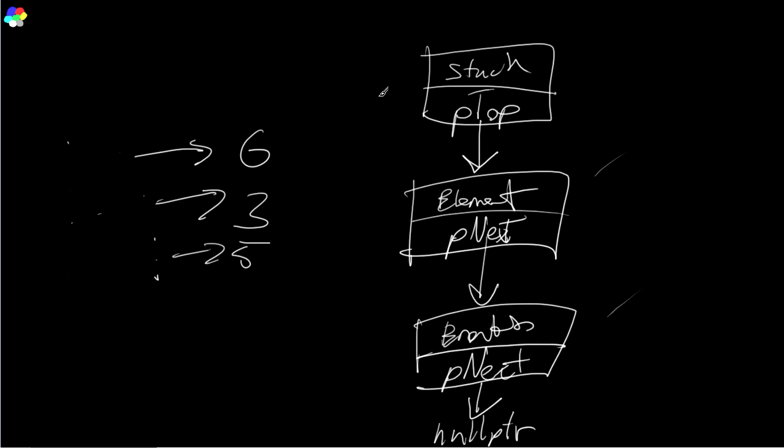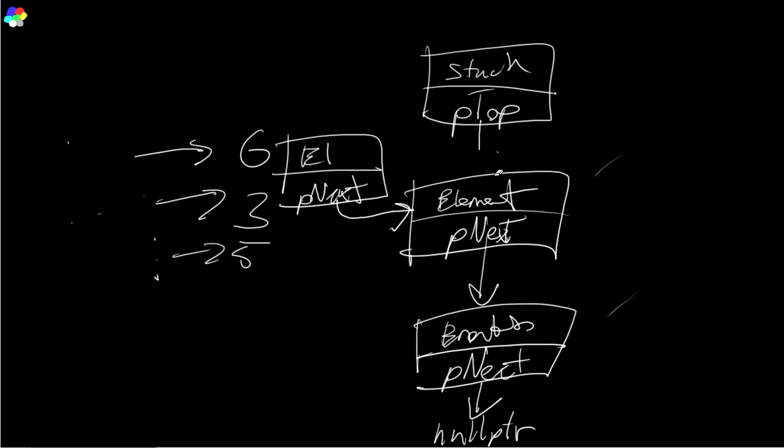Now the operations, how will we implement the stack operations with a linked list? Well, let's look at the push operation. All a push will do is you will create a new element. So we'll just call this one L, and it's got a p next. So you create a new element. You're going to make that element point to the current top of the stack, and then you're going to make p top now point to the new top of the stack. So it'll look like this. This is what a push operation will look like.